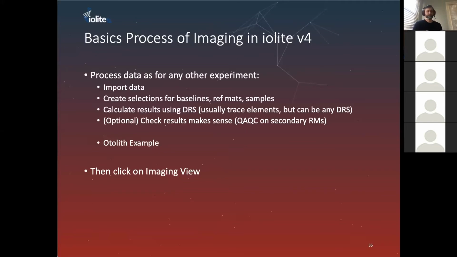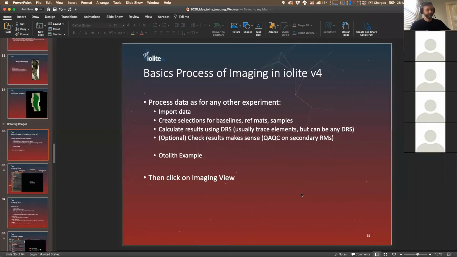So for the first part of processing your experiment, it'd be exactly the same as any other experiment. You'd import your data, you'd create some selections for your baselines, reference materials, and your samples, and then you'd calculate some results using a DRS. And then you would check those results, maybe using secondary reference materials just to make sure they make sense. And then you would move on to creating your images. So just as a way of looking at that, let's have a look at the tight night experiment.